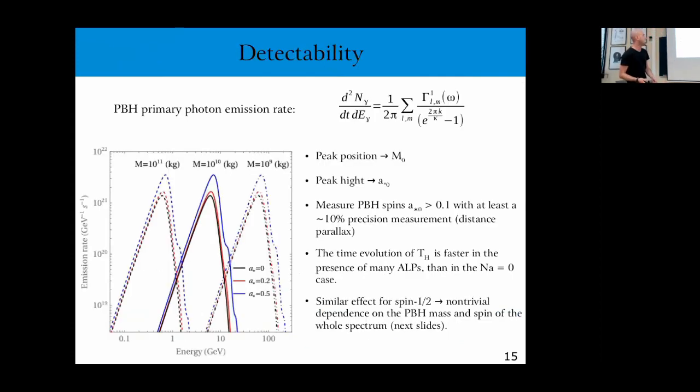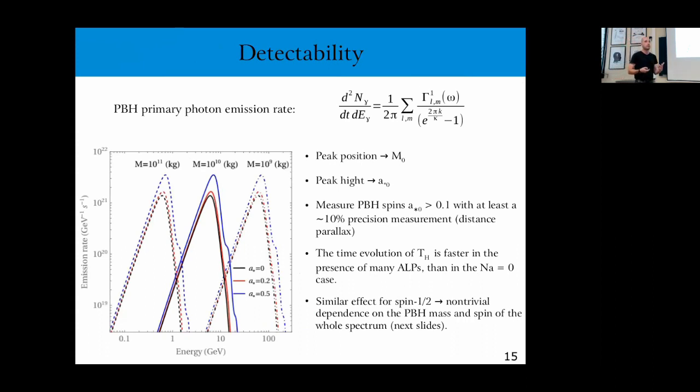So I would like to talk a bit about the detectability of this object. It is possible, once the gray body factors are known, to calculate the flux of the emissivity of photons with this formula, for different masses and different spins of the black hole. As you can see from this plot, the peak position is highly dependent on the mass, but not on the spin parameter, while the height depends on the spin parameter.